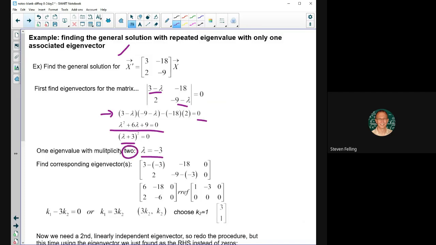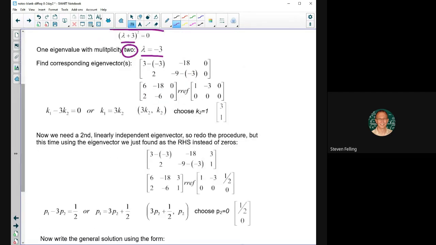Okay, so first we'll find a corresponding eigenvector for that by taking that -3 and subtracting it along the main diagonal. So we're going to get 3 minus negative 3, so plus 3, that's 6, -18, and so on. At first we go ahead and use the 0, 0 on the right-hand side. That's what we do when we find eigenvectors.